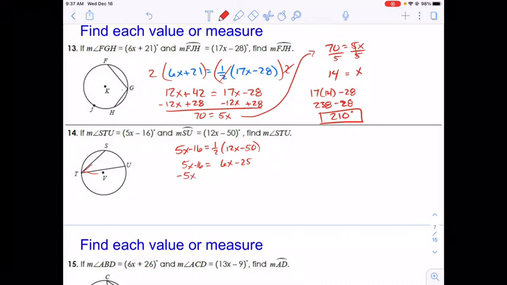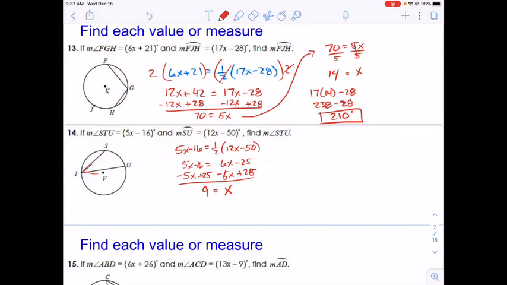Subtract our x's, or bring our smaller x to the larger x, which means I'm going to bring 25 to the other side. That gives me x here, and this is going to give me 9. So x is equal to 9.